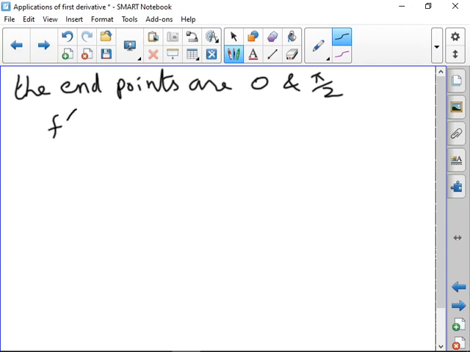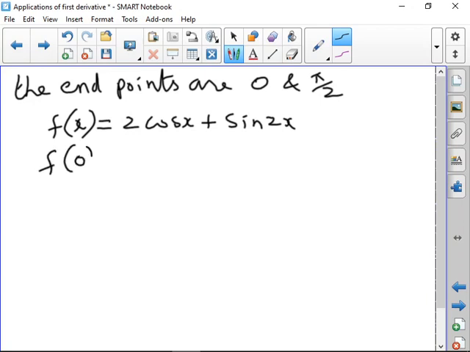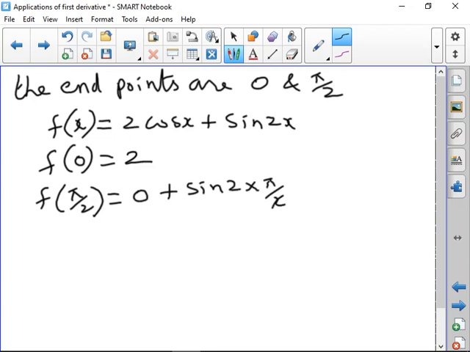So we have to find now f of x. You have to put it in f of x. What is f of x? 2 cos x plus sin 2x. So f of 0: 2 cos 0. Cos 0 is 1. So 2. Sin 0 is 0. F of pi by 2. What do you get? 2 cos pi by 2. Cos pi by 2 is 0. So 0. Sin 2 into pi by 2. So you get sin pi. Sin pi is 0.